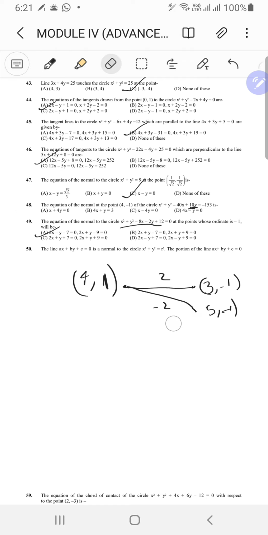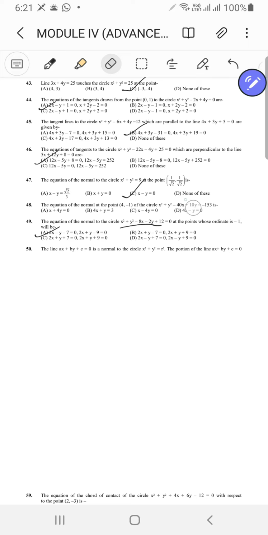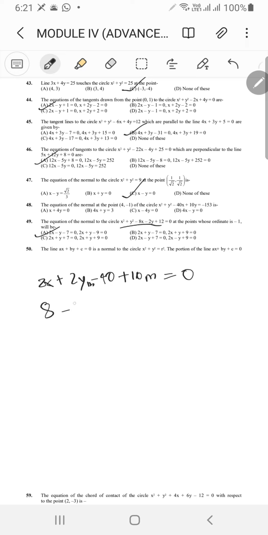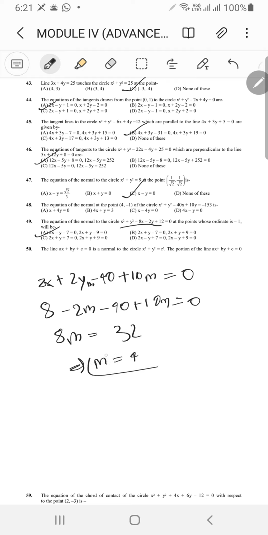Whatever that thing was, my mistake. And let's do it with the derivative method only. So let's take a derivative: 2x plus 2y minus 4t plus 10m equals 0. Okay, and then put 4 comma minus 1 into this, so this is 8m over there, minus 2m minus 40 plus 10m, not minus 10m, equal to 0. So 10m minus 2m is 8m equal to 40 minus 8. 40 minus 8 is just 32. So m is 4. Yes, it was 4.